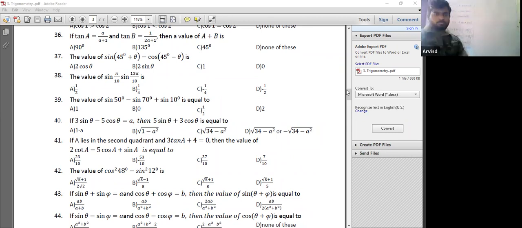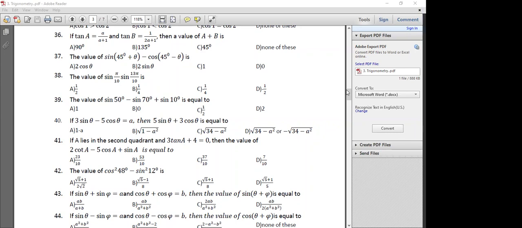So 3 tan A plus 4 is equal to 0. 4 on the other side, 3 tan A is equal to minus 4. Tan A becomes minus 4 by 3. Cot is very easy, you just have to invert it. Then the cot A value is minus 3 by 4.